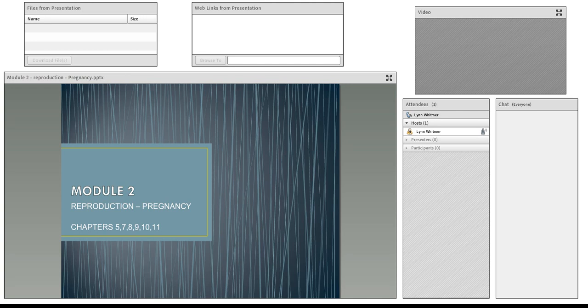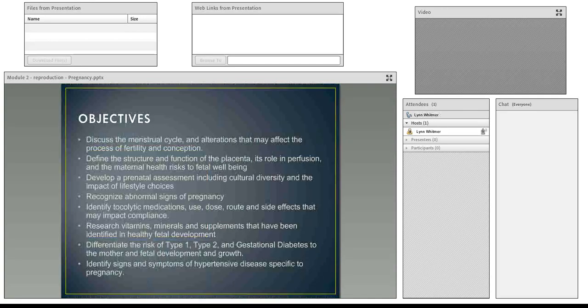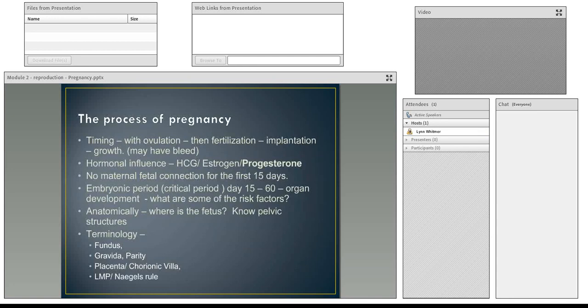So let's get started. First of all, your objectives are available to you, so I will not read these. You can go ahead and read through those in the module itself. Let's begin with the process of pregnancy.